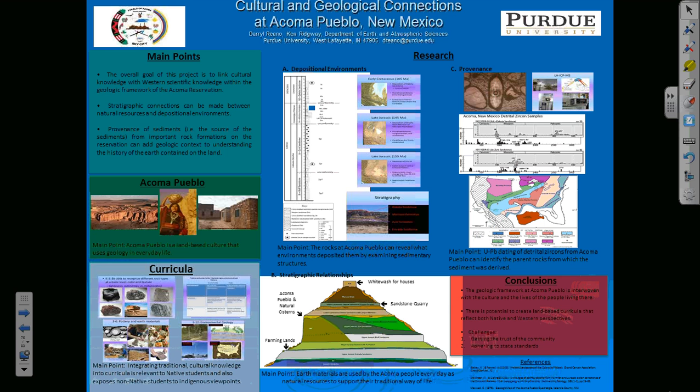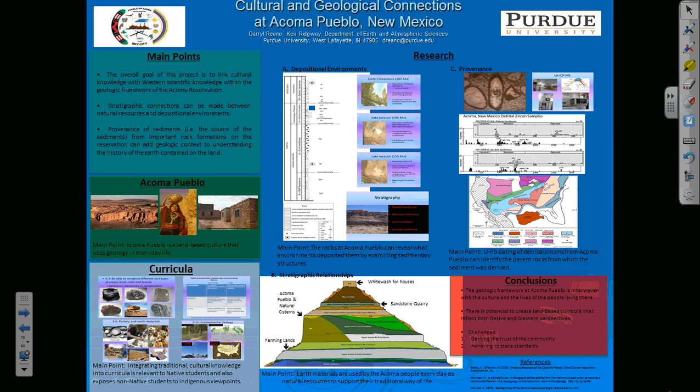So again, it's a non-traditional kind of thesis, in that we always have to ask the tribes, what information do you want in this thesis that's going to go into Purdue and into our library? And they said, we don't want the information about the clays in there, because that's important to us. But you can start to see, if you look at his conclusions here, they're hard to see, that the geologic framework of Acoma Pueblo is interwoven with the cultural, and I can't read that from here. I can read it on the computer.